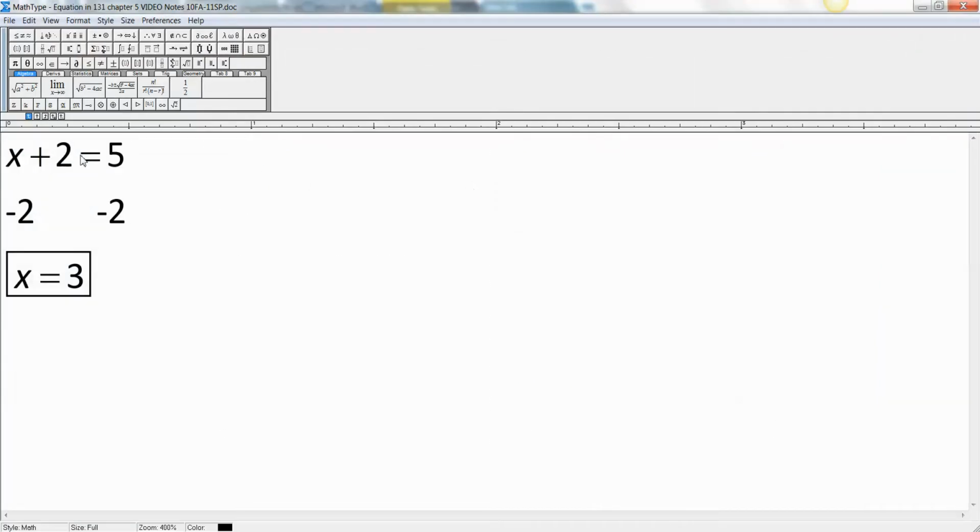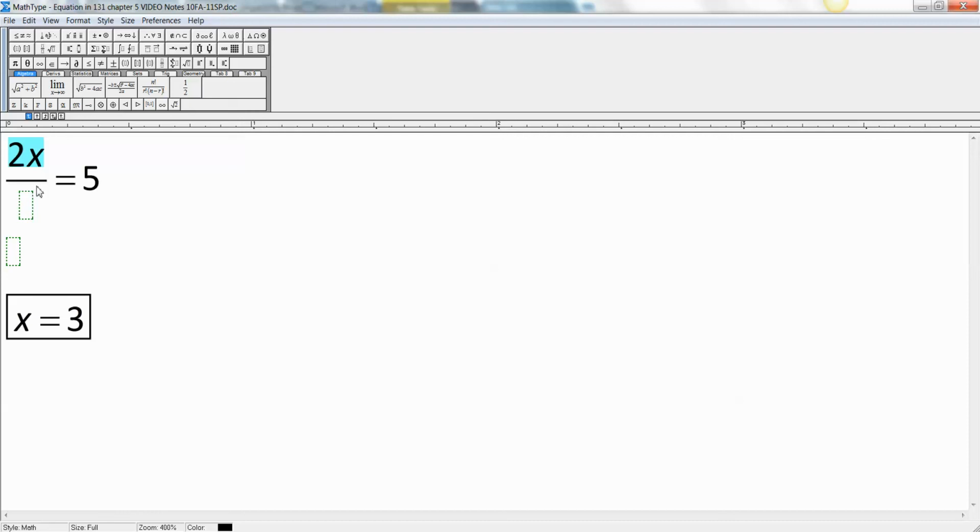Well, all right, now what about 2x equals 5? Well, that's multiplication, and right after you learn multiplication, you learn division. So you divide both sides by 2, and you're going to have x equals 5 halves, which is 2.5. I'll just leave it 5 halves, that's fine.